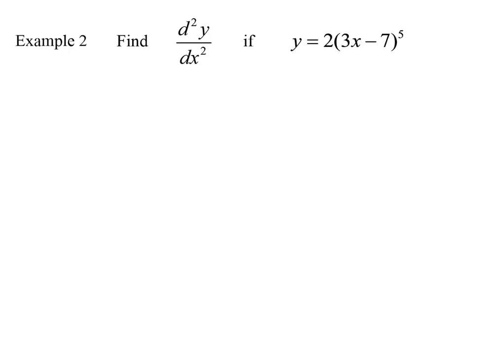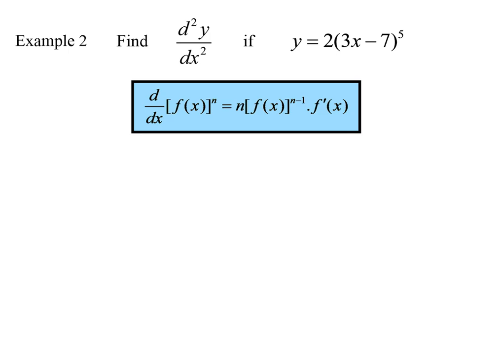Let's look at another example. Find d2y by dx squared if y equals 2 bracket 3x minus 7 bracket all to the power of 5. Again, d2y by dx squared here is the second derivative. So we need to find the second derivative. But to differentiate, again, we need to find the first derivative first. Looking at this question, we have a bracket raised to a power of 5. So in this case, we will use the chain rule, or the function of a function rule, the derivative of a function of a function.